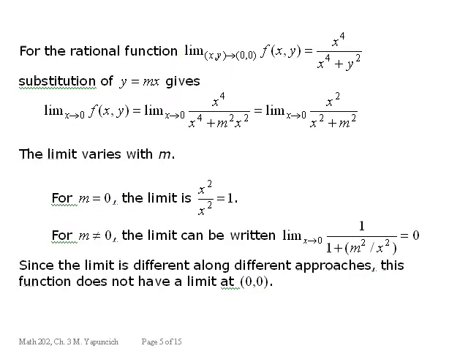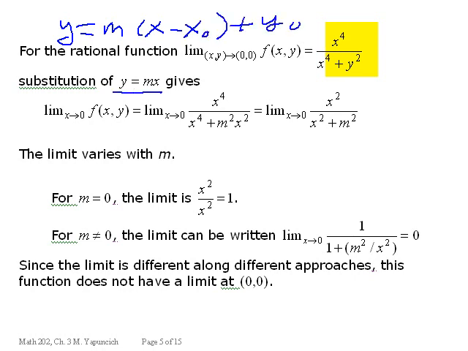Now I'll show you some examples where things don't work out so well. Here we have a rational function, x to the 4th divided by x to the 4th plus y squared, and you want to take the limit as x, y approaches the origin. Of course, the function isn't defined there, but you would like to know if there is a limit there. Sometimes there is. Well, here are the straight lines of approach. Remember, it's y equals m times x minus x naught, but x naught is 0, plus y naught, but y naught is 0, so you end up with just y equals mx.